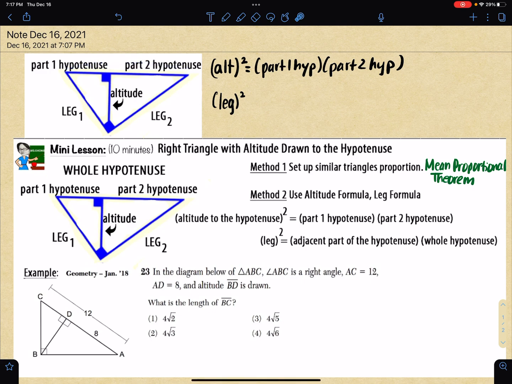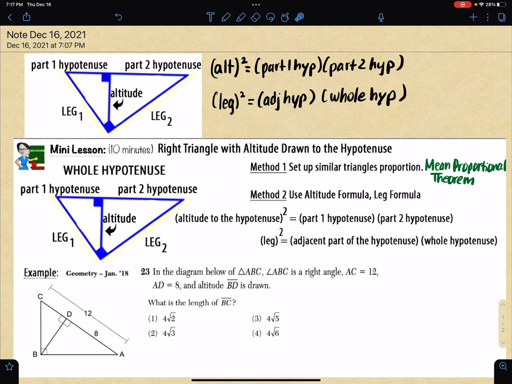Now, same thing here. Let's say I'm dealing with this leg. Pretend I'm fighting again. So who do I kick first? I'm going to kick this part of the hypotenuse first. And then I'm going to deal with the whole hypotenuse. So let's write this out. Leg squared is adjacent part of the hypotenuse times the whole hypotenuse. Now notice that both of these formulas that I have developed deal with the hypotenuse. So altitude and leg both deal with the hypotenuse.